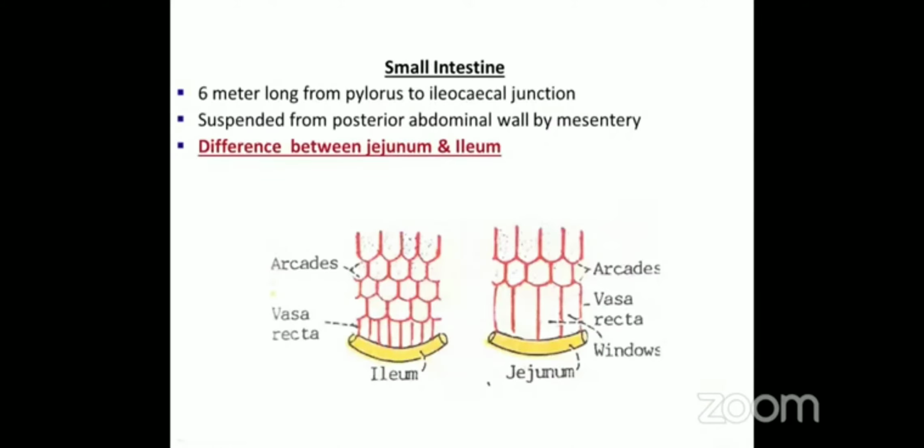Coming to small intestine, there may be a specimen of jejunum and ileum. You have to differentiate. There are coils of intestine. It is 6 meters long from pyloric end to ileocecal junction. The duodenum itself is retroperitoneal, but jejunum and ileum have the mesentery, and are suspended by mesentery from the posterior abdominal wall. How to differentiate between jejunum and ileum?